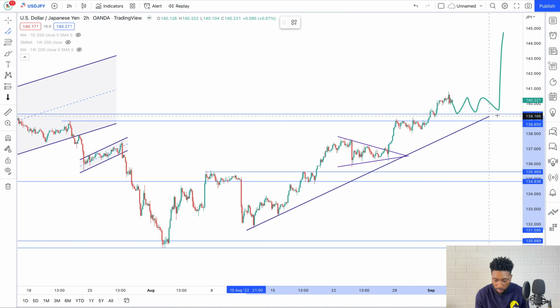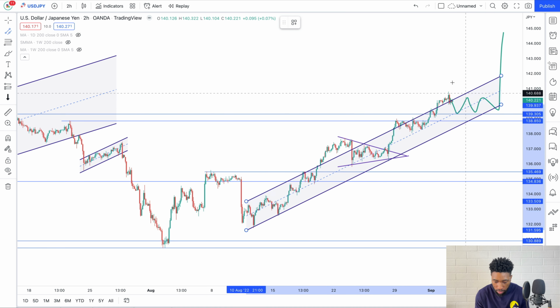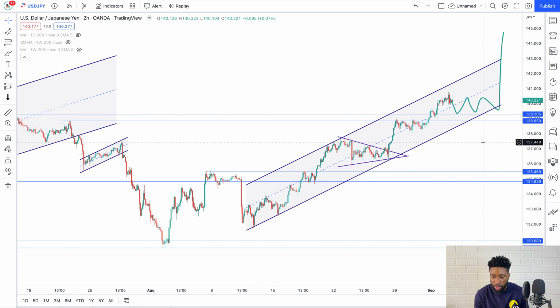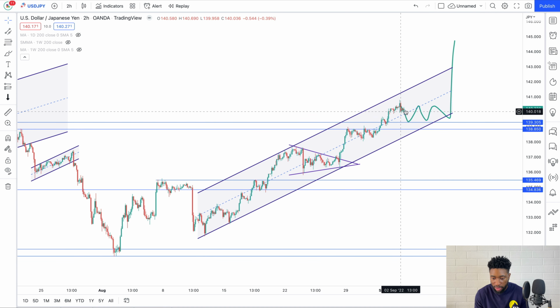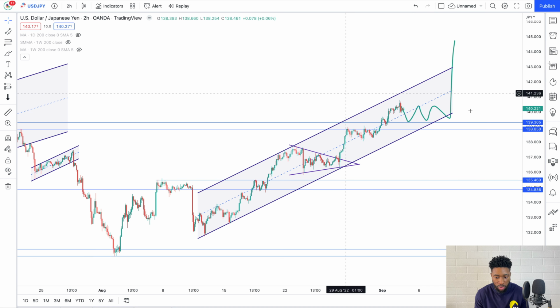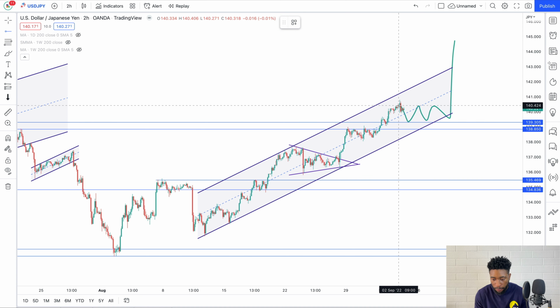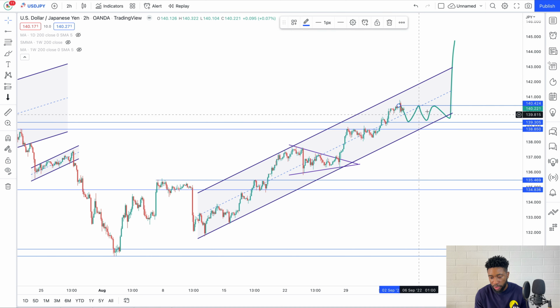So something like this. If we get to the top of this channel, I would expect some sort of reversal. But if we should get a consolidation like this, then this will give me an opportunity to open a long position to target the top of the channel. So if we get a consolidation like this and a breakout, then I'm going to go long and target the high of this channel. So that's it for USD-JPY.